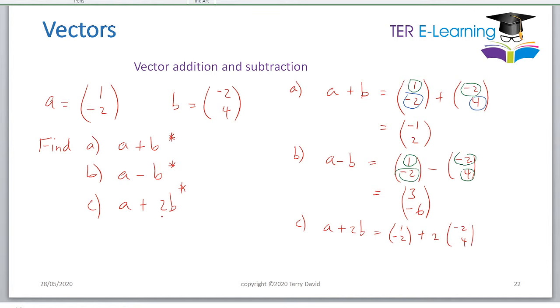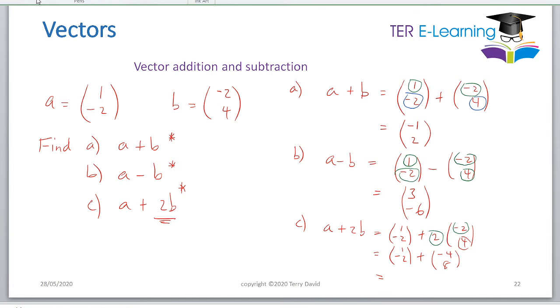So this 2b here is a scalar multiplication, right? So here's what you're going to do. We're going to put 1, minus 2 first, and you're going to work out the scalar multiplication first. So this is going to be plus, and we have to take this 2 and multiply by this minus 2 first. So 2 by minus 2 gives me minus 4. And then you have to take that 2 and multiply it by this 4. So 2 by 4 gives me 8.